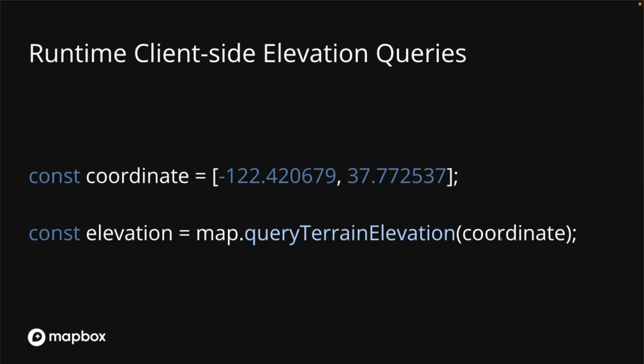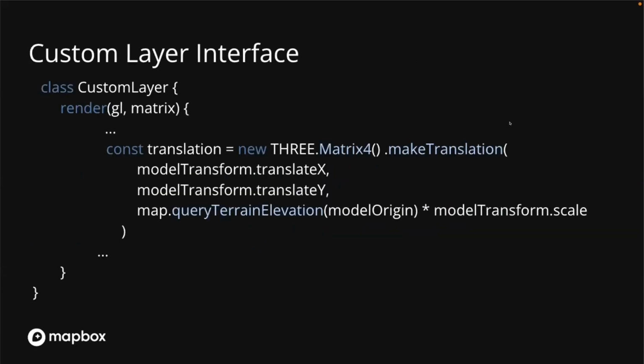So as long as terrain is loaded and you view it, you can make a lot of querying of elevation data. So you could have, for example, a mouse over and query what elevation is at a specific coordinate. But that's also useful in the custom layer interface in case you wanted to elevate models.